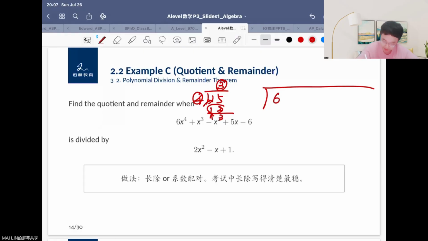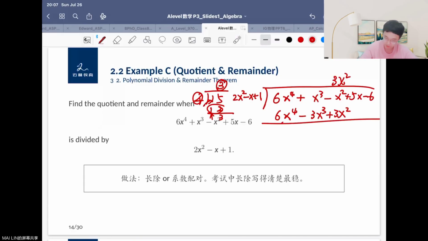It's the same here. So 6x^4 plus x^3 minus x^2 plus 5x minus 6 is divided by 2x^2 minus x plus 1. You can first write down 3x^2, right? So here is 6x^4 minus 3x^3 plus 3x^2, right? So we make sure that the first terms are the same with each other, and then use the upper expression minus the lower expression.